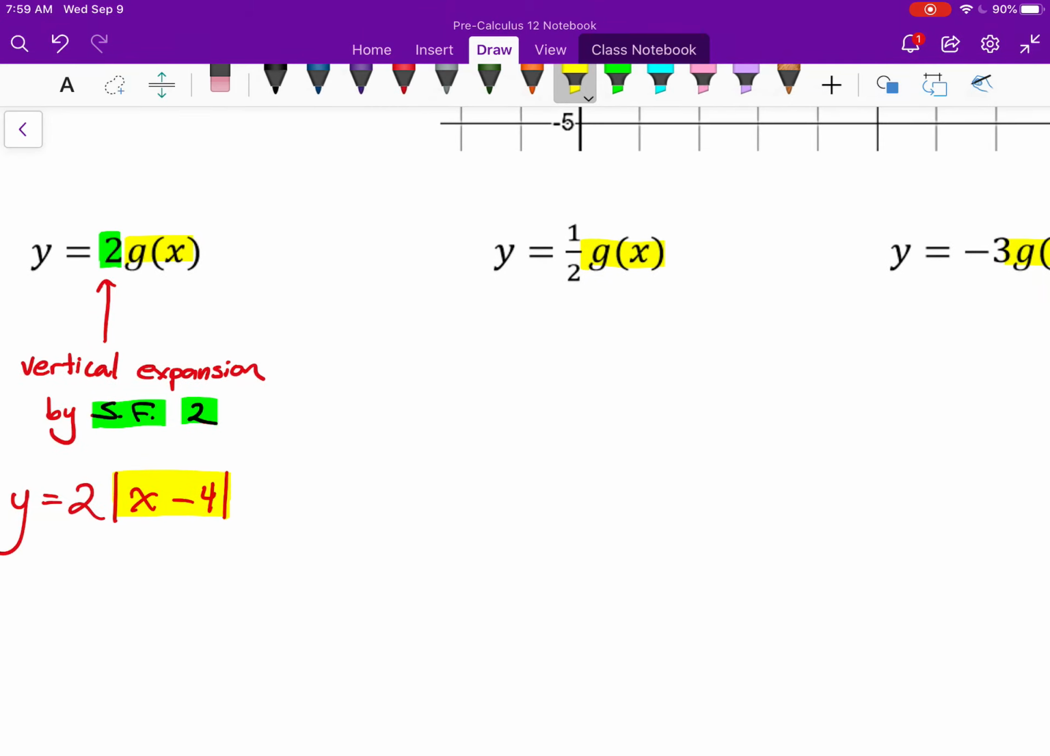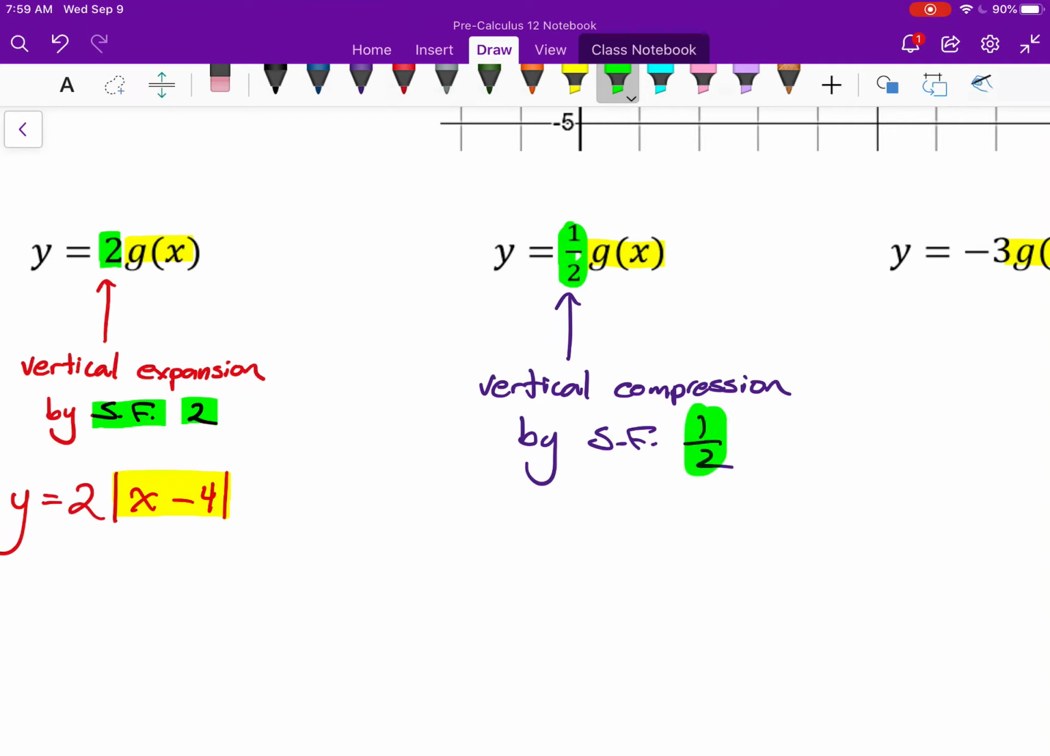I have a 1/2 in the front. Well, that 1/2 represents a vertical compression, we say. Although if you want, you can use the word stretch for either expansion or compression. Stretch kind of covers both. The most important thing is the scale factor, and that's vertical. So a vertical compression or a vertical stretch by a scale factor of 1/2. Because again, I'm multiplying by 1/2. And we saw this with quadratics. That means all my outputs will be multiplied by 1/2. Multiplying by 1/2, same as dividing by 2.